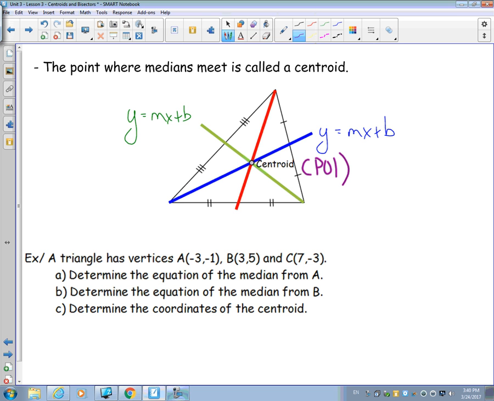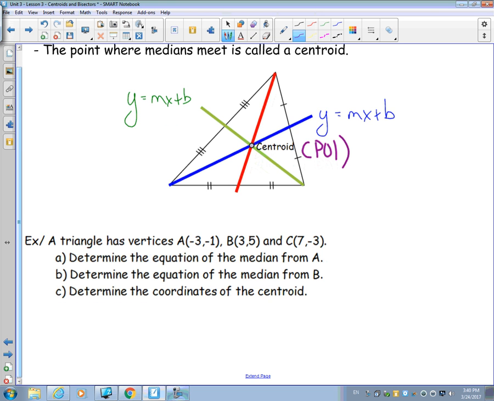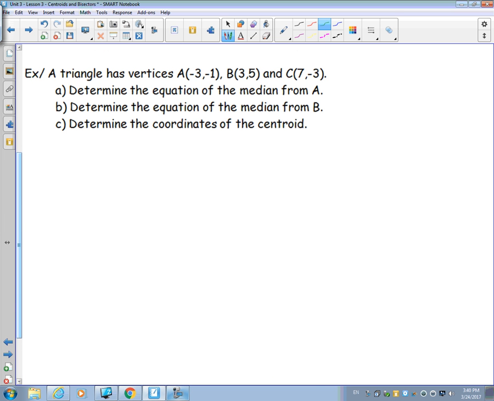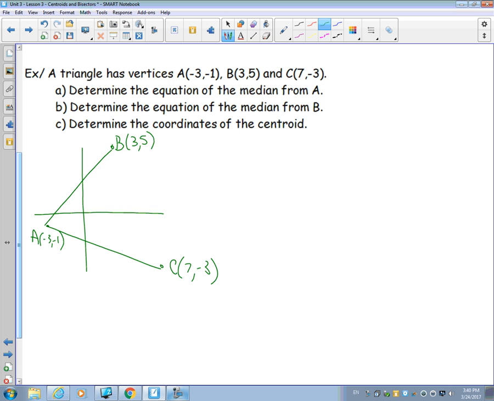So let's give one of these a try. So we're going to have this triangle, vertices of A, B, and C. So first thing, just to get on the right track, let's draw the picture so we can see what's going on here. So we have some axes. We got A at (-3, -1). We got B at (3, 5). And we got C at (7, -3). Draw our triangle. And we want to find the equation of the median from A. Part A.